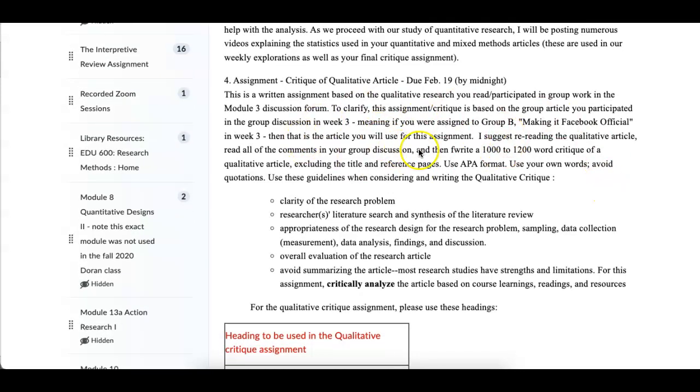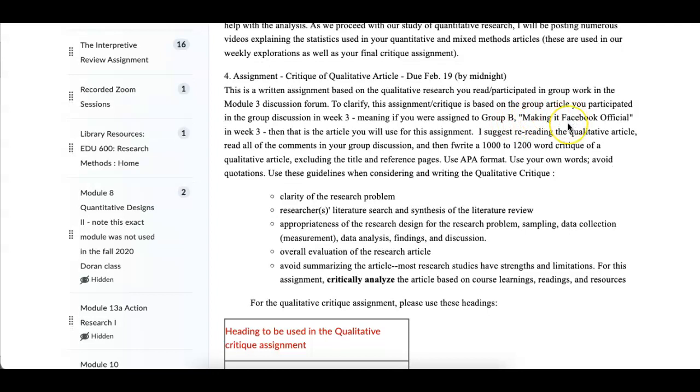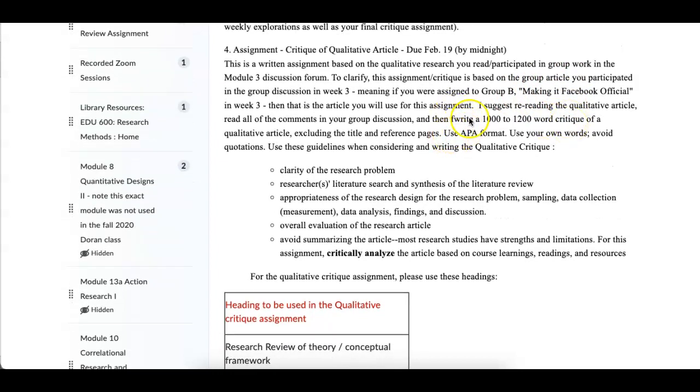Here are the instructions. I just talked about that. If you were in Group B, I'd like you to use Group B. And Group B was making it Facebook official. 1,000 to 1,200 words, so you can see it's not an overly long paper, but it's double spaced.